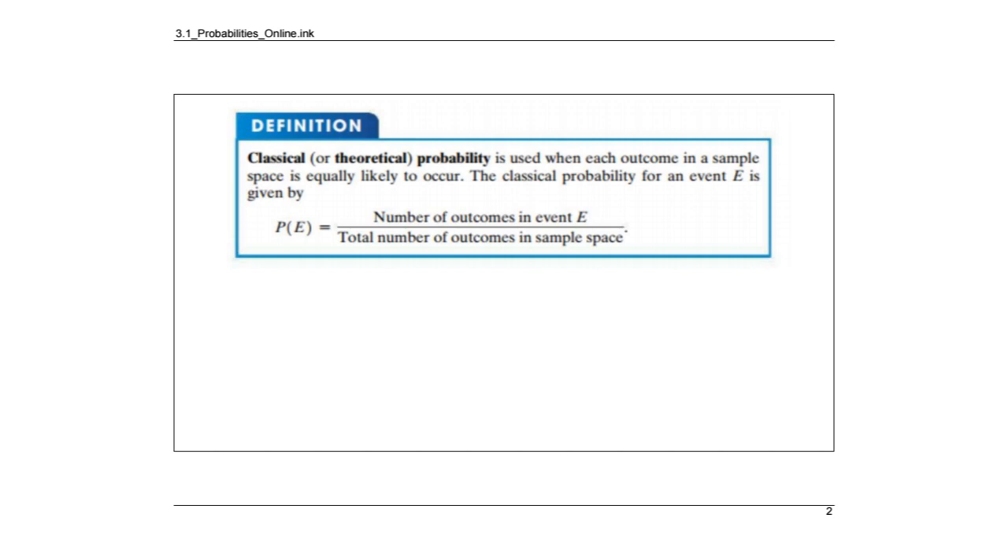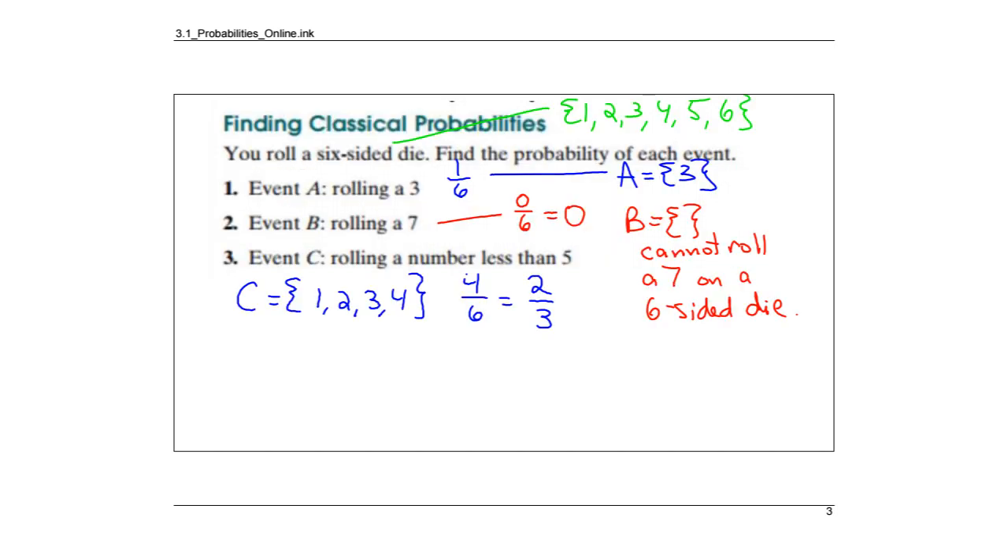What's going to happen is, depending on the event, so let's say the event is getting a heads, the number of outcomes where you get heads is going to go in the numerator, in the top of the fraction, and then the total number of outcomes is going to go in the bottom, in the denominator. And so we call this the probability of event E, and we're going to do some problems and that'll make more sense.